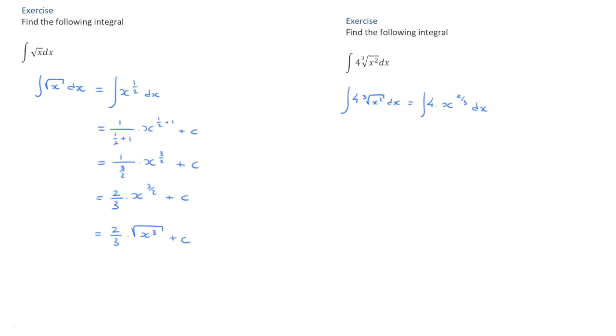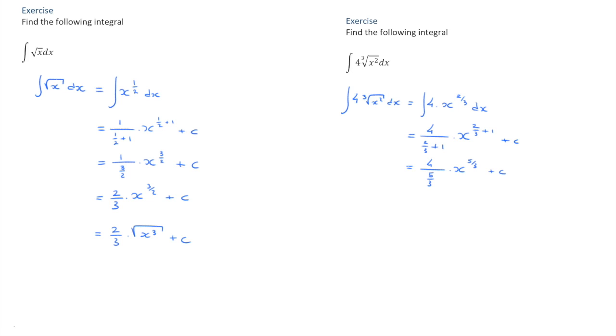Now we can use the power rule for integration to integrate this. That leads us to 4 over 2/3 plus 1 times x to the power of 2/3 plus 1, plus our constant of integration. Now on the denominator, 2/3 plus 1 is 5/3, so we have 4 over 5/3 times x to the power of 2/3 plus 1, 5/3. And of course, plus c.